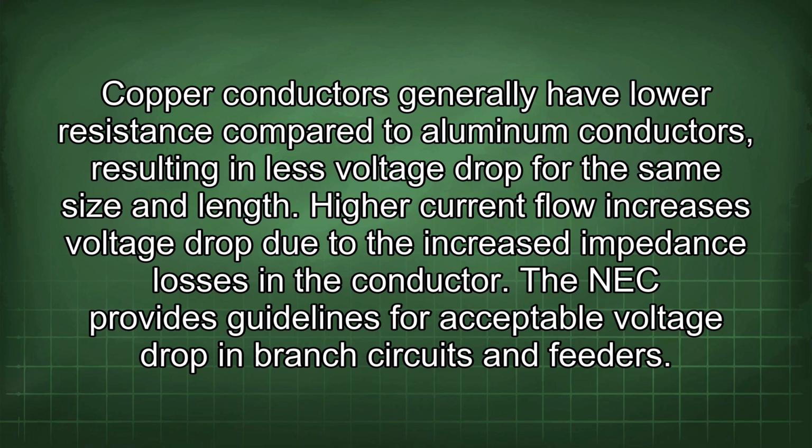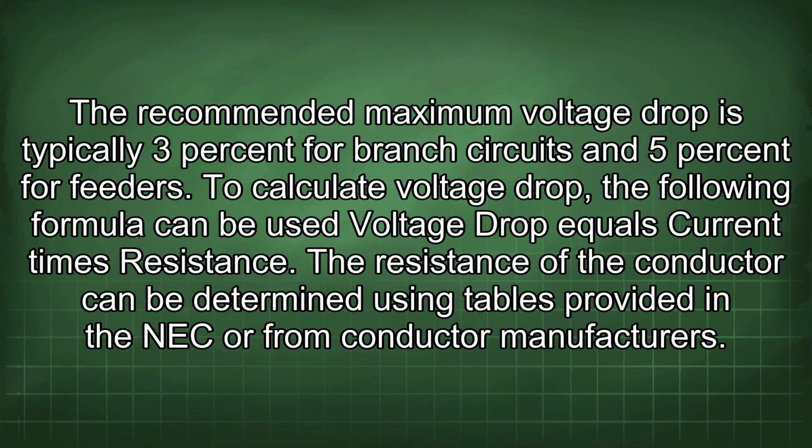The NEC provides guidelines for acceptable voltage drop in branch circuits and feeders. The recommended maximum voltage drop is typically 3% for branch circuits and 5% for feeders. To calculate voltage drop, the following formula can be used: voltage drop equals current times resistance. The resistance of the conductor can be determined using tables provided in the NEC or from conductor manufacturers.